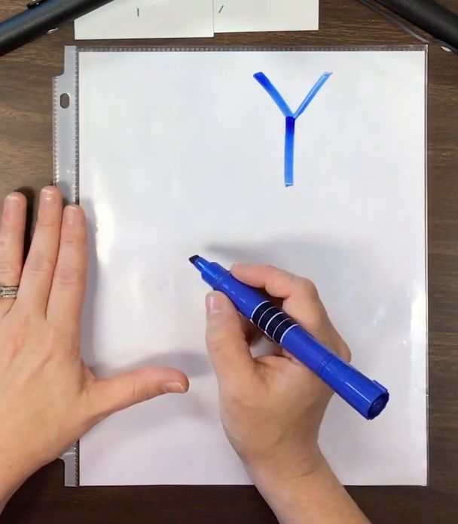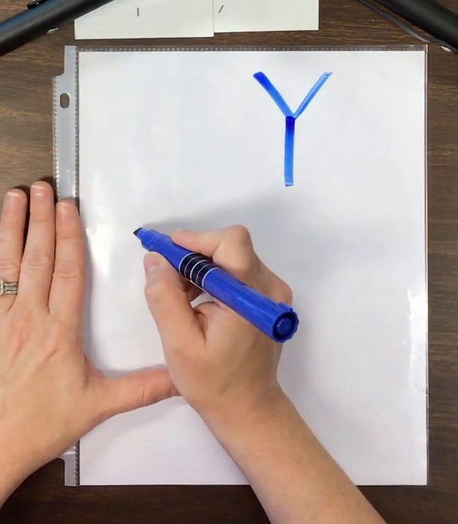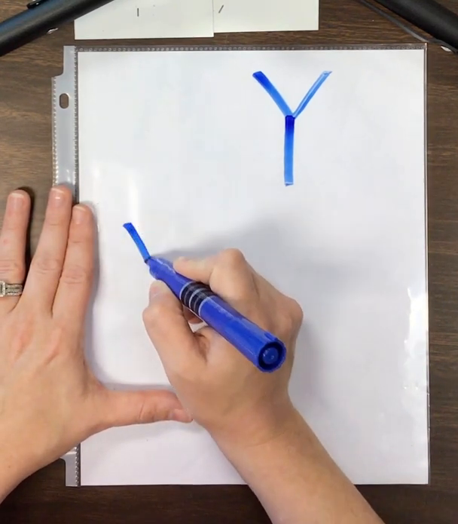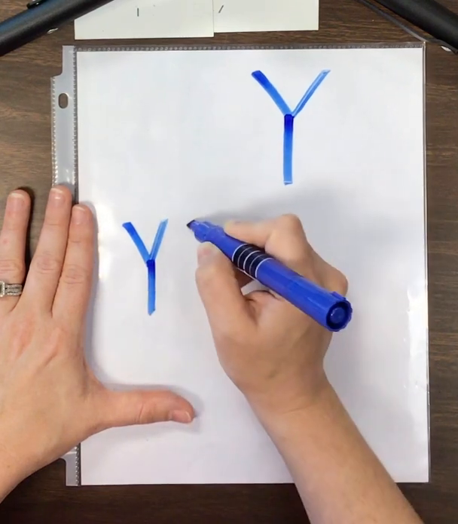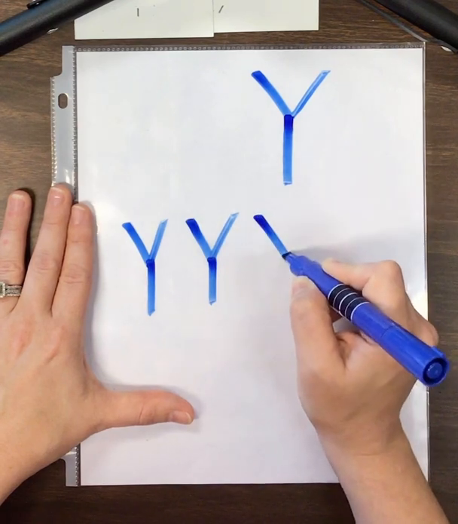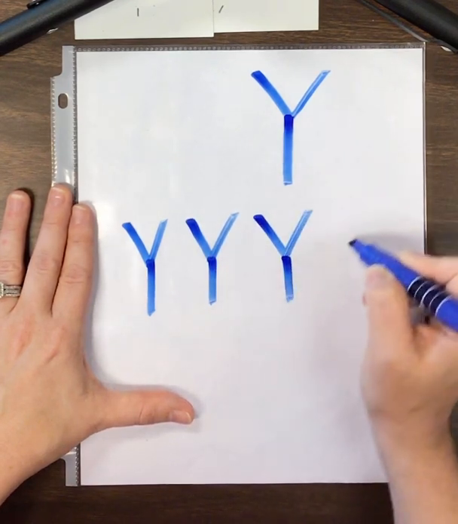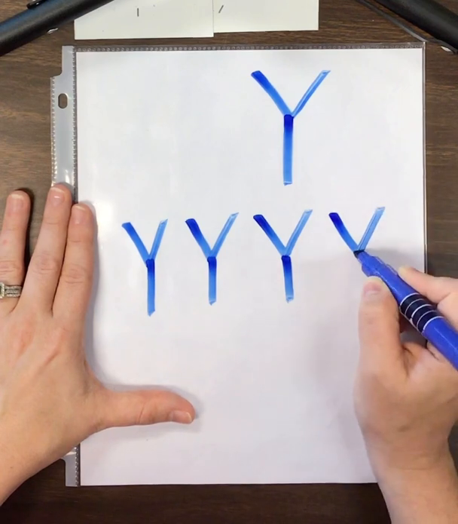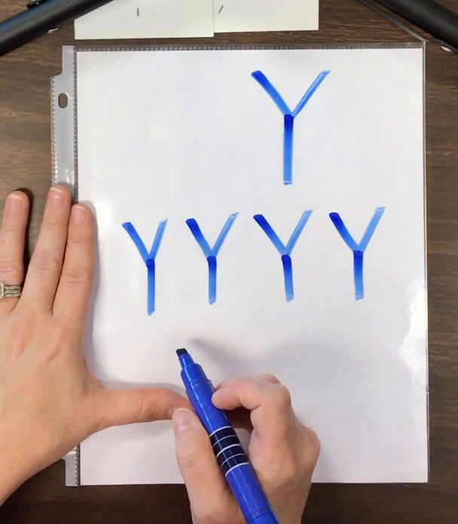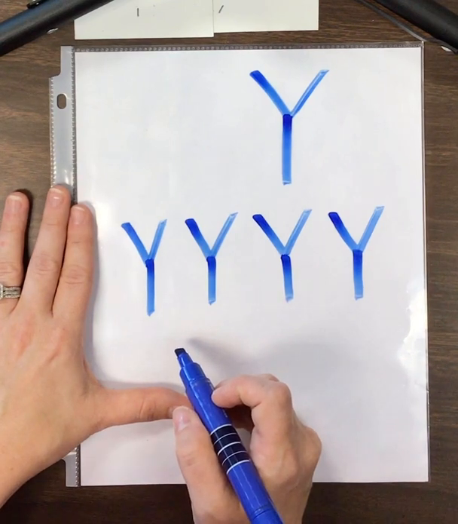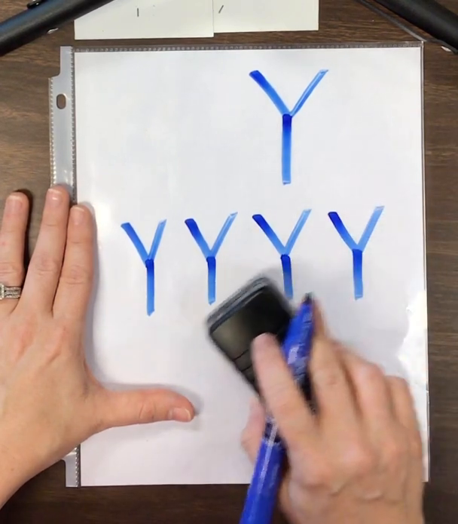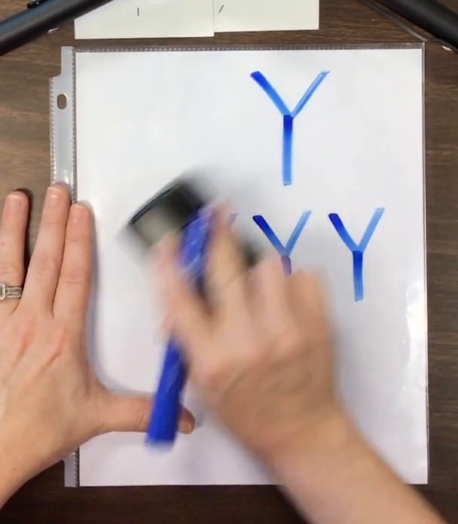Are you ready? We're going to do this 4 times today. Do it with me. Each time, say the letter. Let's go. Y. Y. Y. Y. Okay, do you have it 4 times? Once you have it 4 times, you're ready to erase it. Get your eraser and erase it as fast as you can.